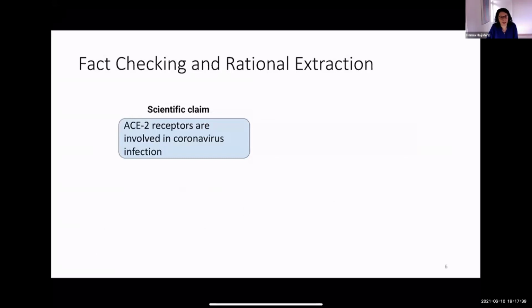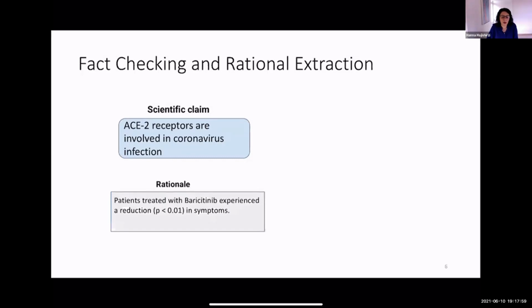One important application that we've introduced in collaboration with AI2 researchers is fact-checking and rationale extraction. In particular, we are interested in addressing a problem like this: given a scientific claim, like ACE2 receptors are involved in coronavirus infection, we would like to find a rationale sentence that justifies whether this claim is correct or not, like patients treated with this drug experience a reduction in symptoms.